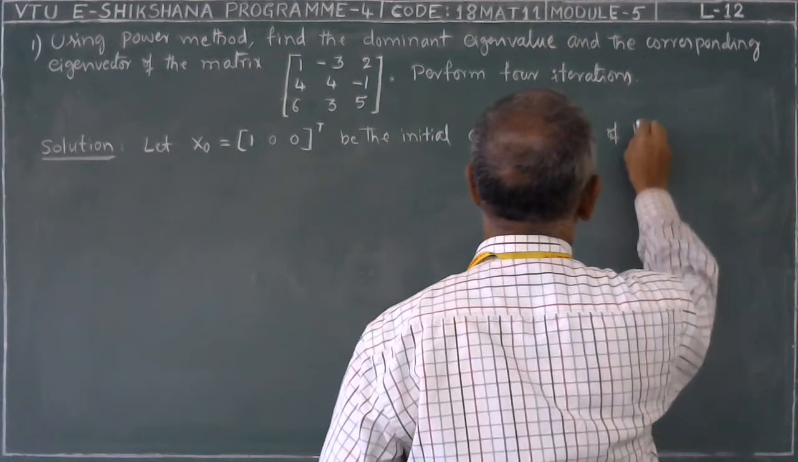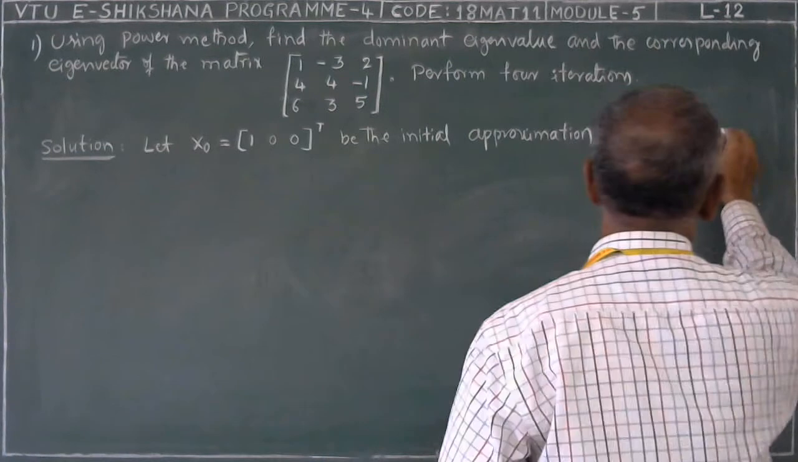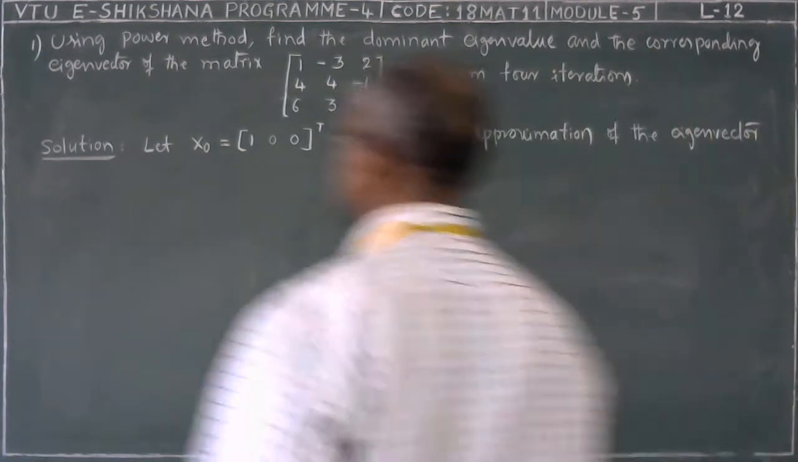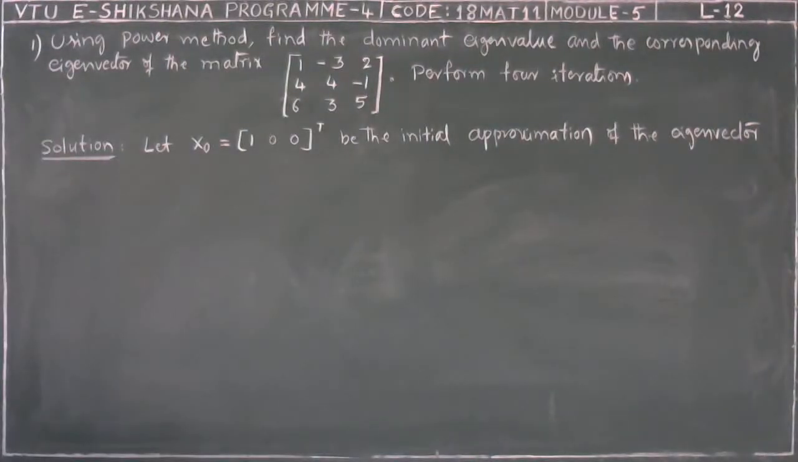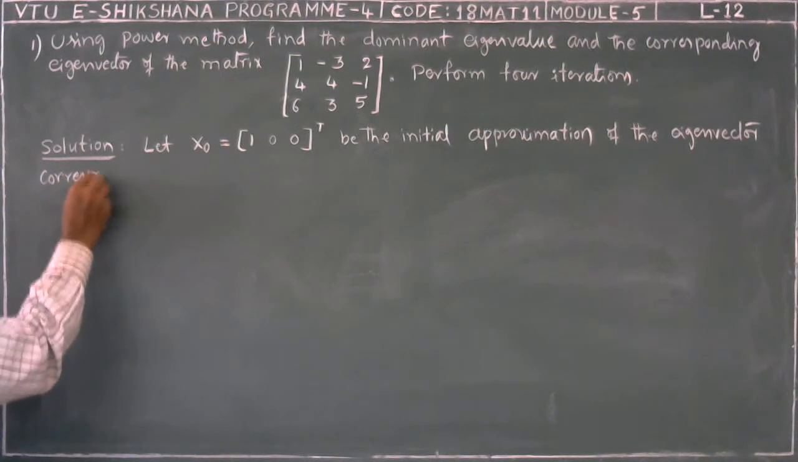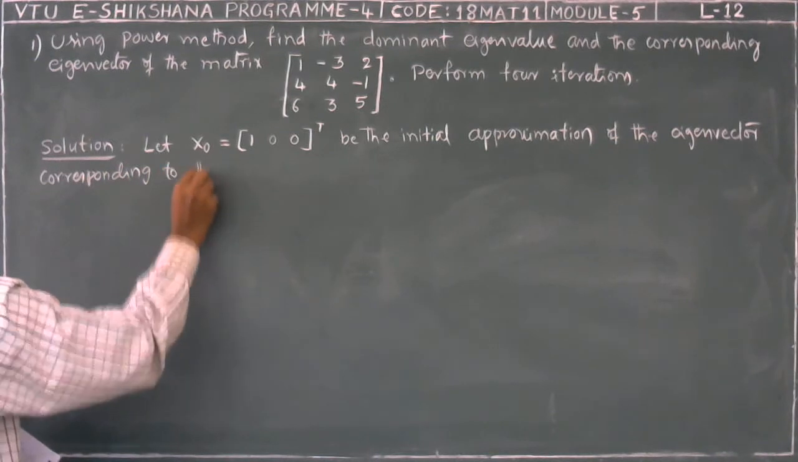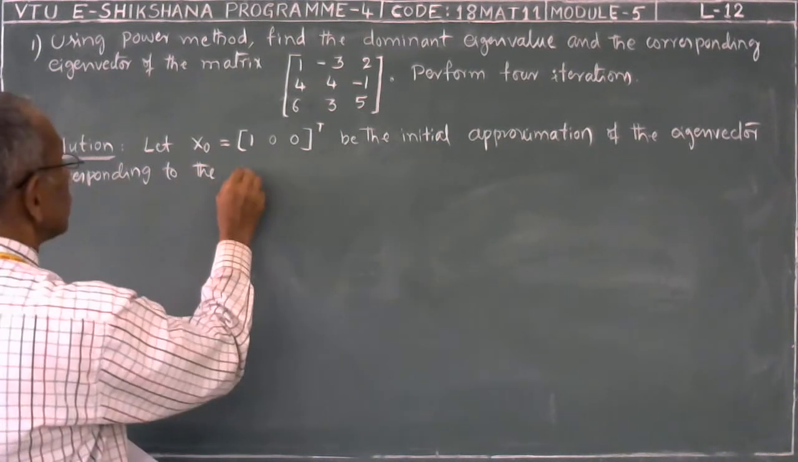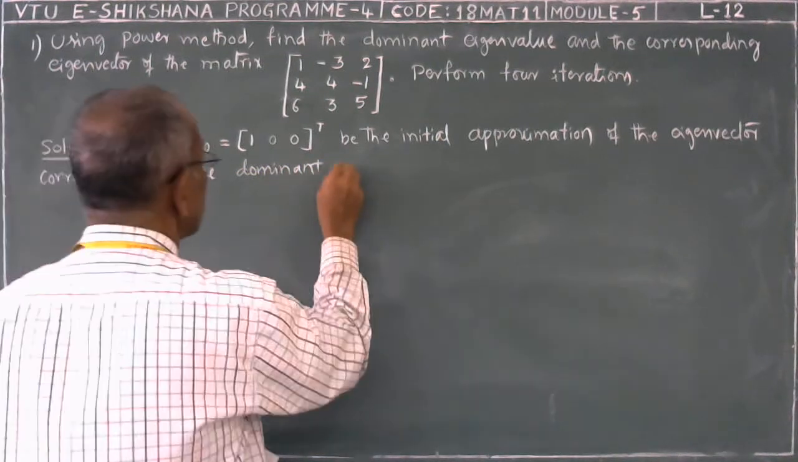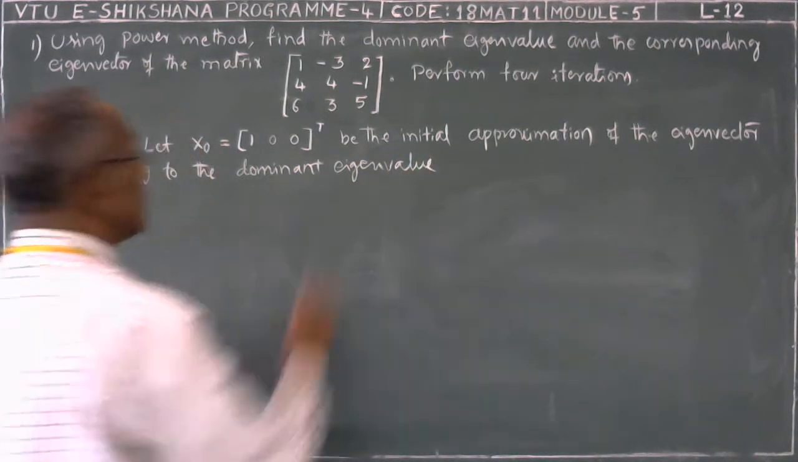Initial approximation of the eigenvector corresponding to the dominant eigenvalue.